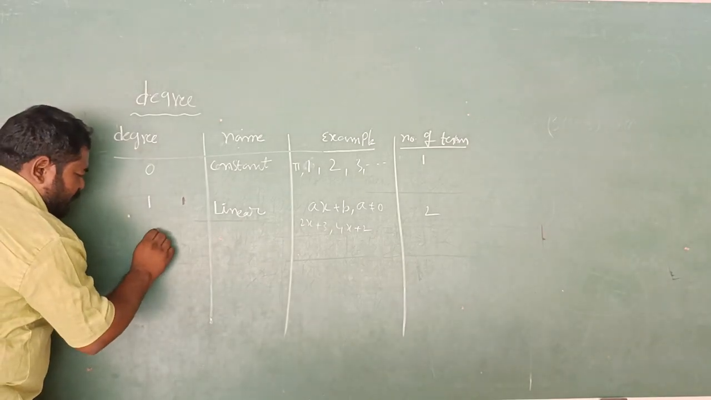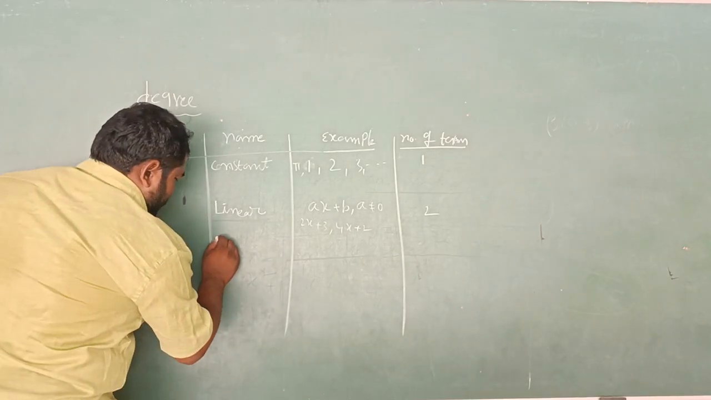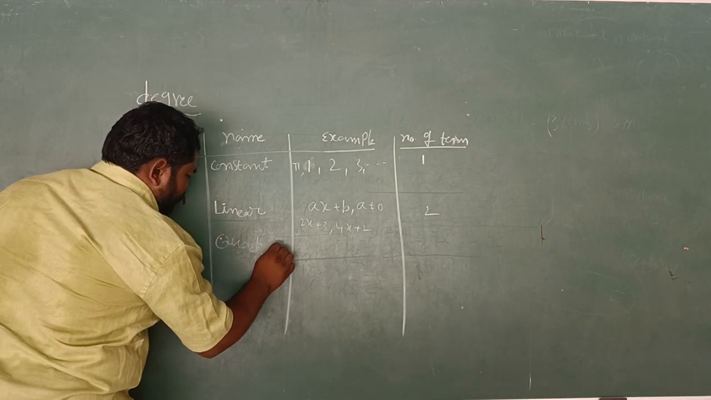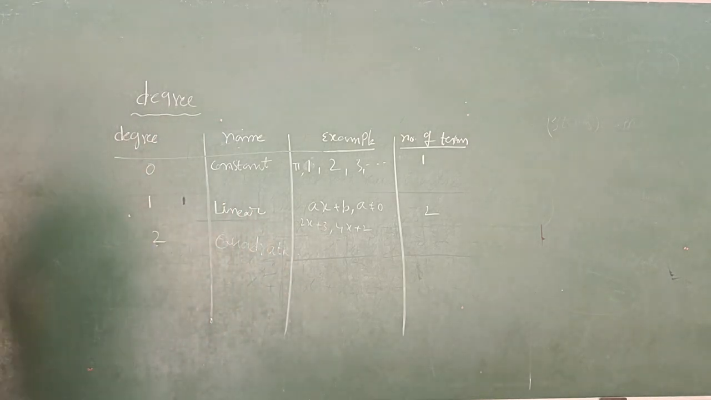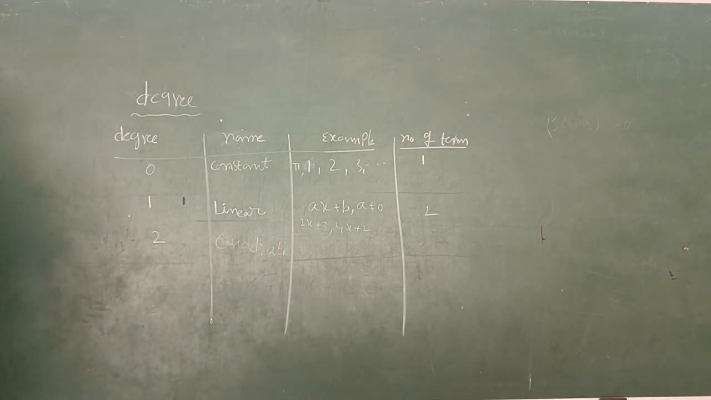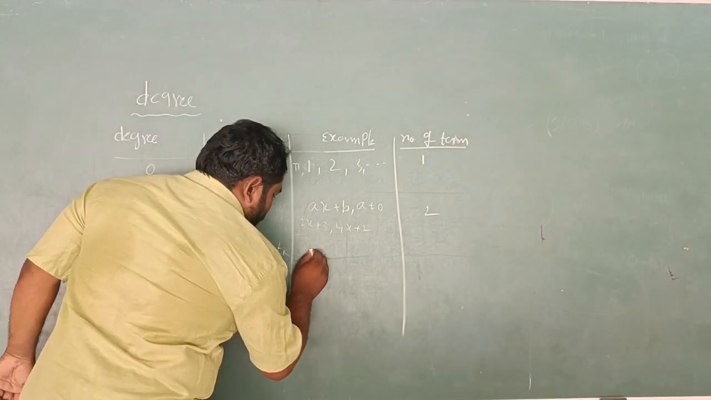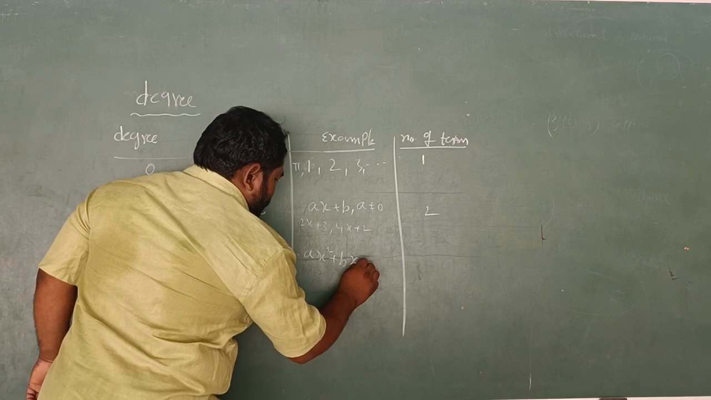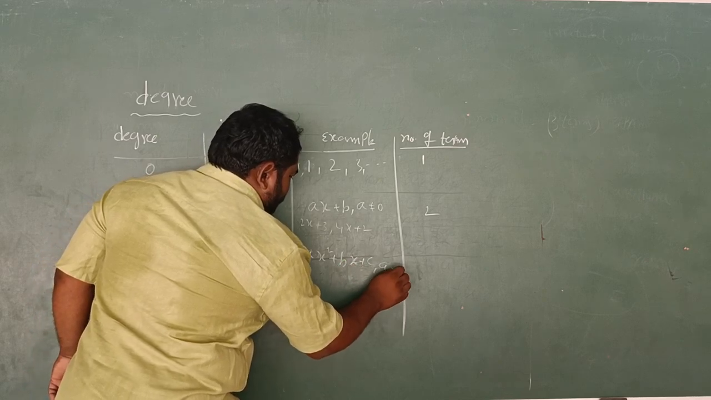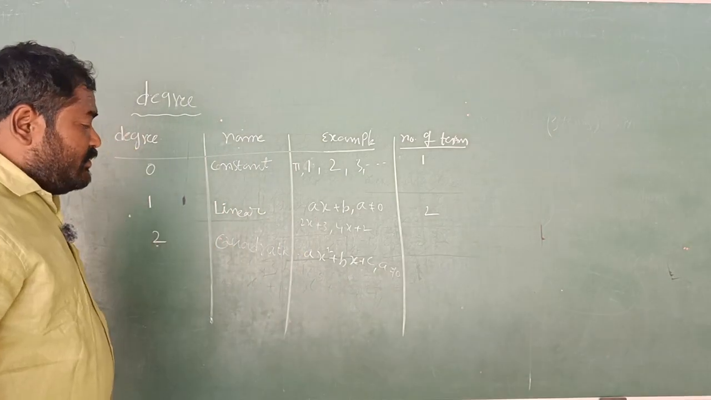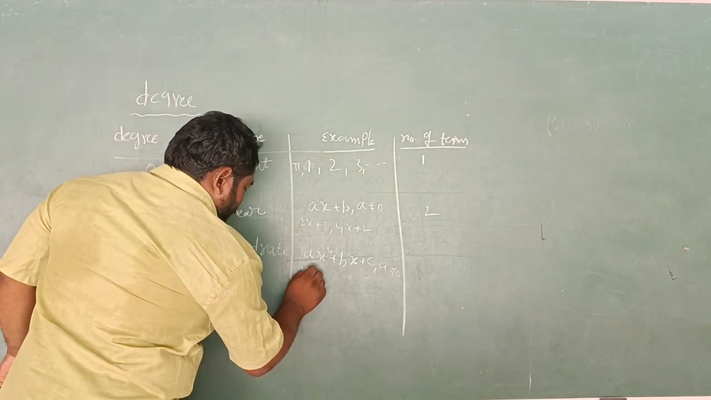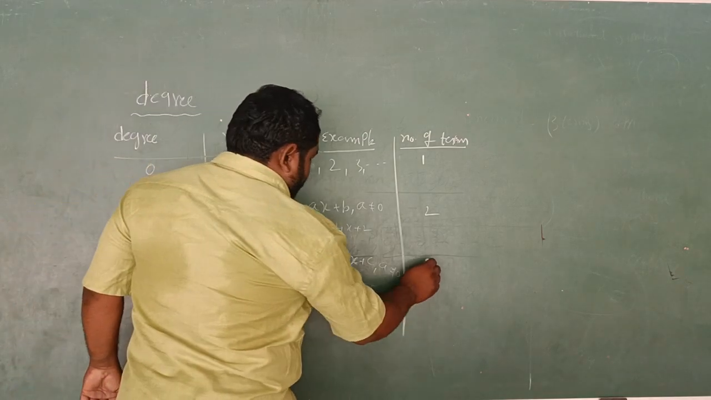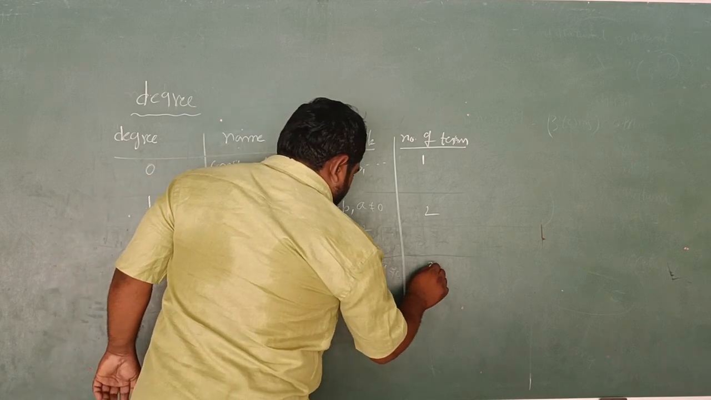Next, if the degree of polynomial is 2, then it is called a quadratic polynomial. It is of the form ax square plus bx plus c, where a is not equal to 0. A numerical example is 2x square plus x plus 1 and so on. Number of terms here is 1, 2, 3.